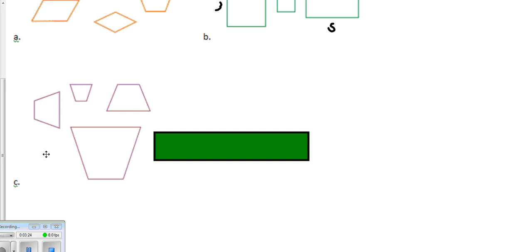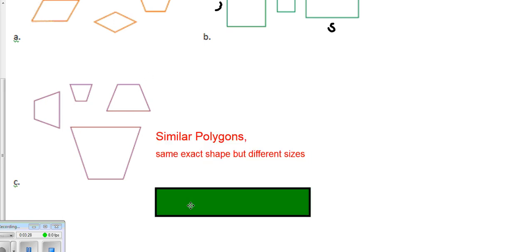Same thing with this group here. Again, they're not all necessarily pointed in the same direction, but we have similar polygons here because they are the same exact shape. They're just different sizes.